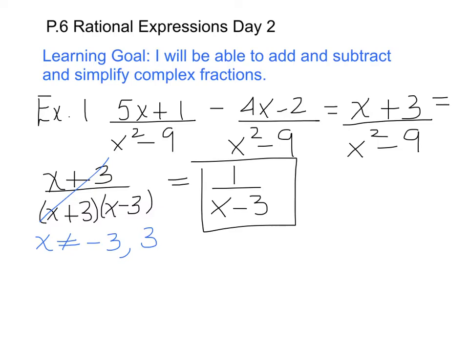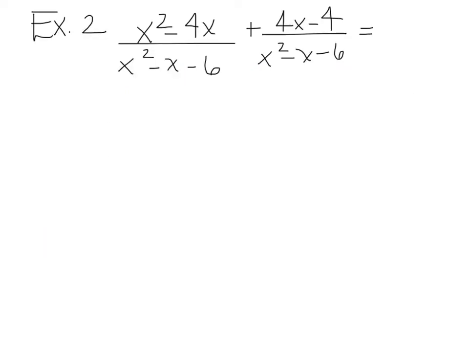Let me go to the next page. Okay, so here's an addition problem. Remember, as long as the denominators are the same, you can add the top, combining like terms. So x squared has nothing to add with. Negative 4x plus positive 4x is gone. And then you have the negative 4 that's by itself.